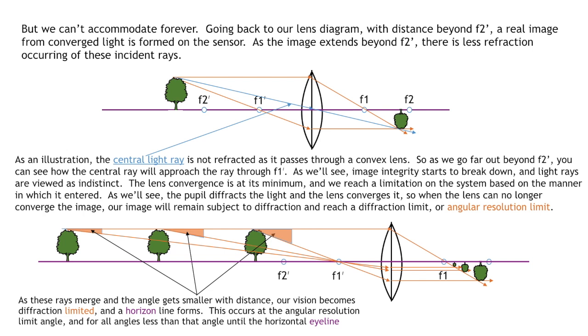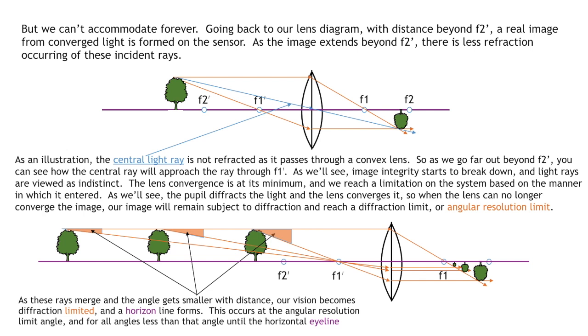So as an illustration to this, the central light ray is not refracted as it passes through the convex lens. So as we go far out beyond f2, you can see how the central ray will approach the ray through f1 prime. They'll get closer and closer. That blue central ray will get closer and closer to that ray that's extending from the top of the tree through f1 prime.